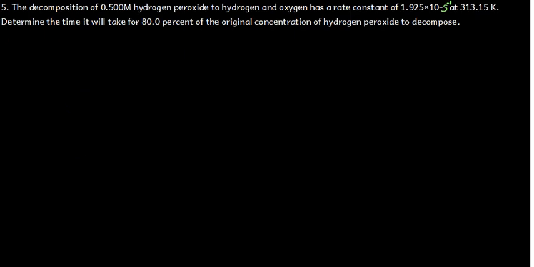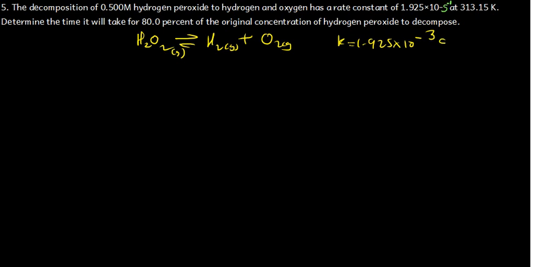Question number 5. This is on chemical kinetics. The decomposition of 0.5 molar hydrogen peroxide gets to decompose into hydrogen gas and also oxygen gas. Of course, this is also a gas. And we've been told the rate constant k is equal to 1.925 by 10 to the power negative 3 second to the power negative 1 at 313.15 Kelvin. Determine the time it will take for 80% of the original concentration of hydrogen peroxide to decompose.